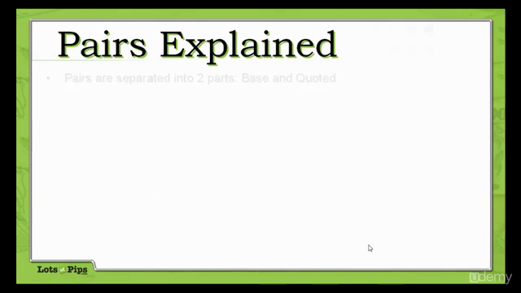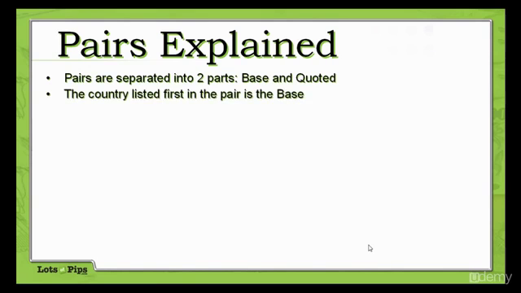So let's move on here and figure out how pairs are explained. Pairs are separated into what's called 2 parts. We have the base and the quoted sections of a pair. The country listed first in the pair is the base pair. And one thing we need to know is that the base pair and the quoted pair never switches back and forth. So if it's the euro US dollar, it's always referred to as the euro US dollar and never the US dollar euro. Okay, so they're all set in stone. They stay that way. It's always the euro US dollar. That way people don't get mixed up.